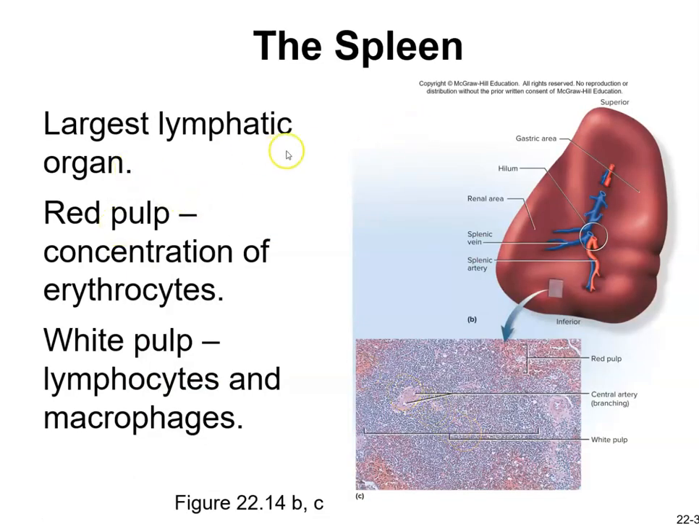The spleen, it's the largest lymphatic organ. Red pulp, concentration of erythrocytes right here. And then you have white pulp, which is lymphocytes and macrophages. Okay, so red pulp, that's where the red blood cells are, and the white pulp is where the lymphocytes are.